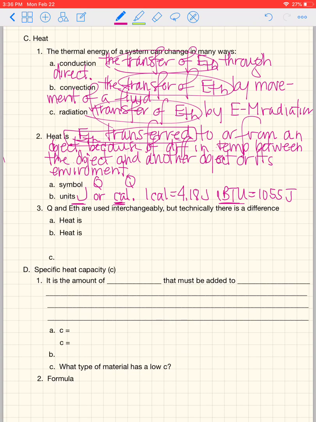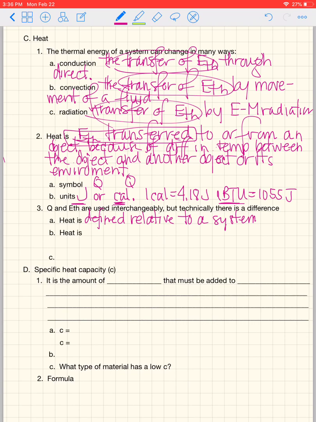Heat and thermal energy are used interchangeably, but technically there is a difference between them. And so in this chapter, I'm going to fuss if you use thermal energy for heat or heat for thermal energy. Heat is defined relative to a system. And by that, it's either going into the system or it's going out of the system. Thermal energy is just the sum of the kinetic energies.